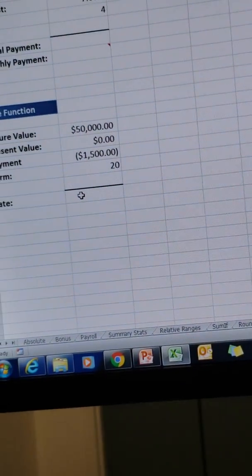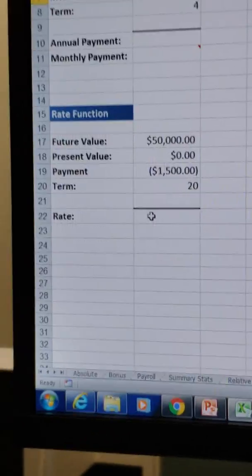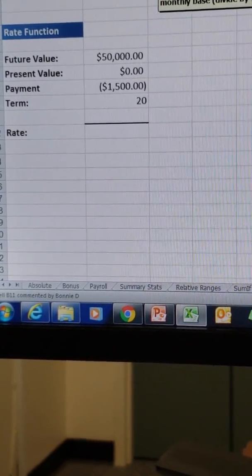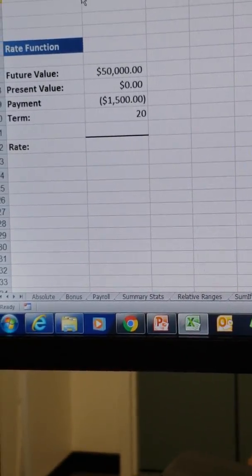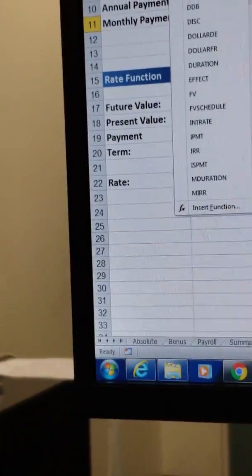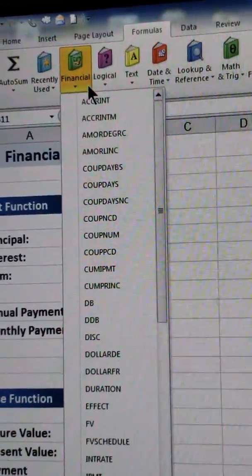So you know what you could afford, but what interest rate would I have to be at, right? So why don't we try this? Let's come up here to, what is that, B11? And the financial function that we're going to use is easy to find. It's under the formulas tab, and you'll see an icon that looks like a green book.